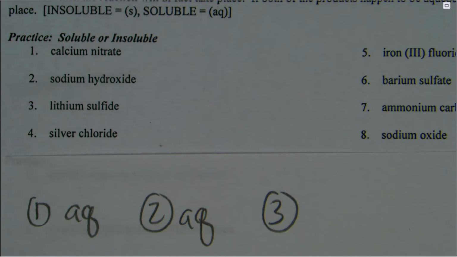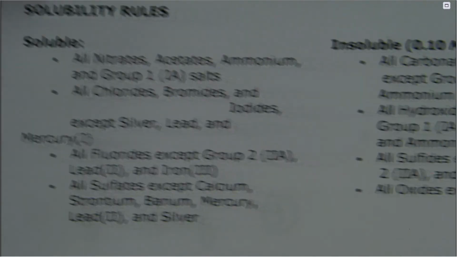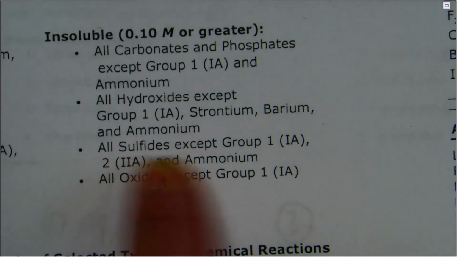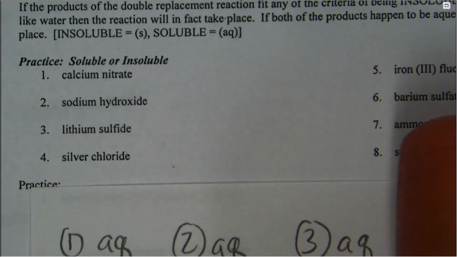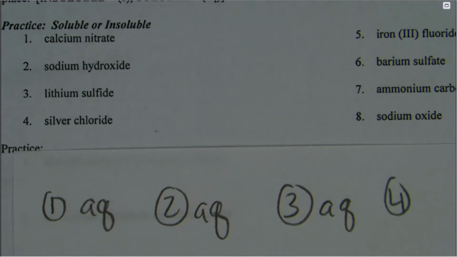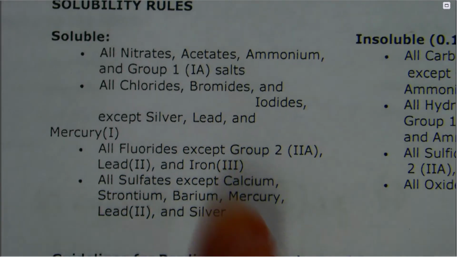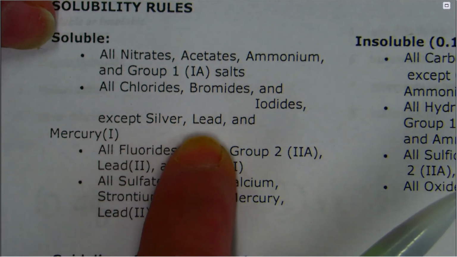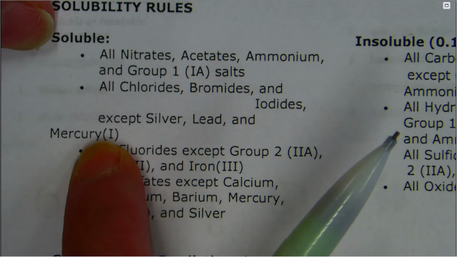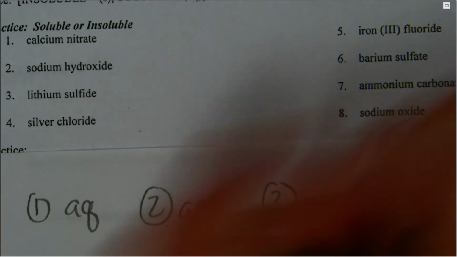All right, lithium sulfide. So when we look at our rules here, we see all sulfides except group 1A, which makes sense because group 1A is always soluble. So if you have something in 1A, it's going to be soluble, my friends. Okay? And number 4, silver chloride. All chlorides are soluble except silver, lead, and mercury 1. So silver chloride is an exception, so it is going to be a solid, insoluble.